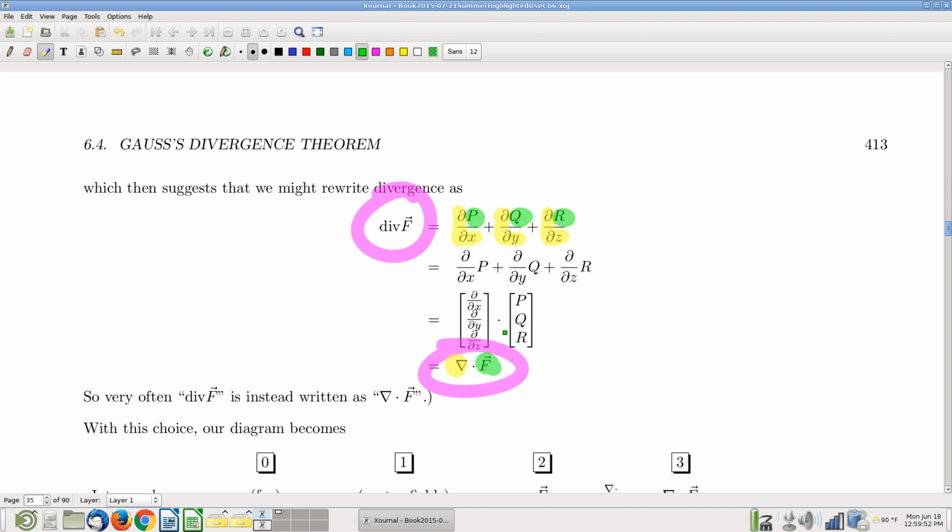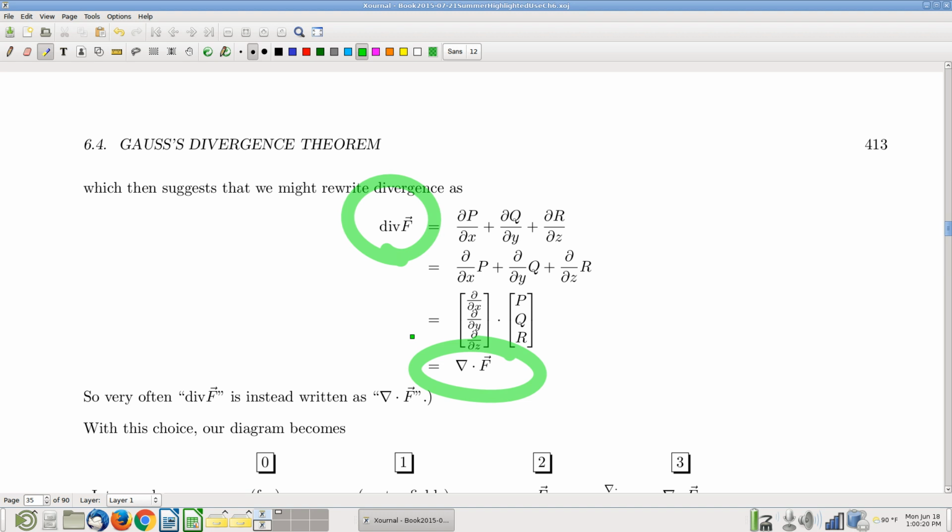There's the vector field, and we're pairing them up component-wise and adding them. Okay, so a very common alternative notation for divergence is del dot f. By the way, a terminology thing: please don't say gradient dot f, because that's not right. Gradient means that you take the del operator and you apply it to a single function in that specific way.